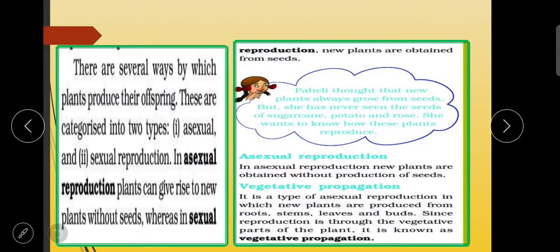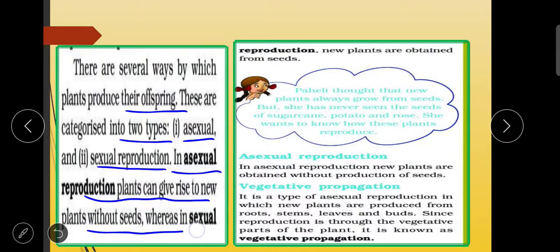So children, in this way, we actually have different ways by which plants can produce their offspring, and these ways are categorized into two types, asexual and sexual reproduction. In asexual reproduction, plants can give rise to new plants without seeds, whereas in sexual reproduction, new plants are obtained from the seeds. This is what you need to understand, the two modes of reproduction that we have.